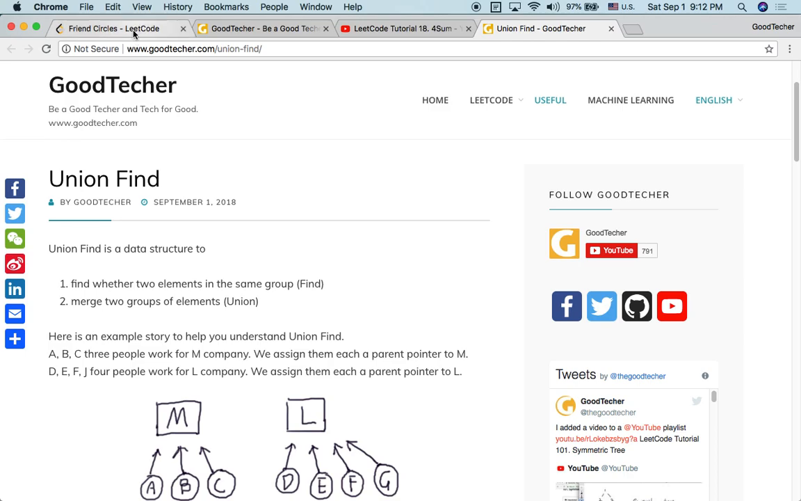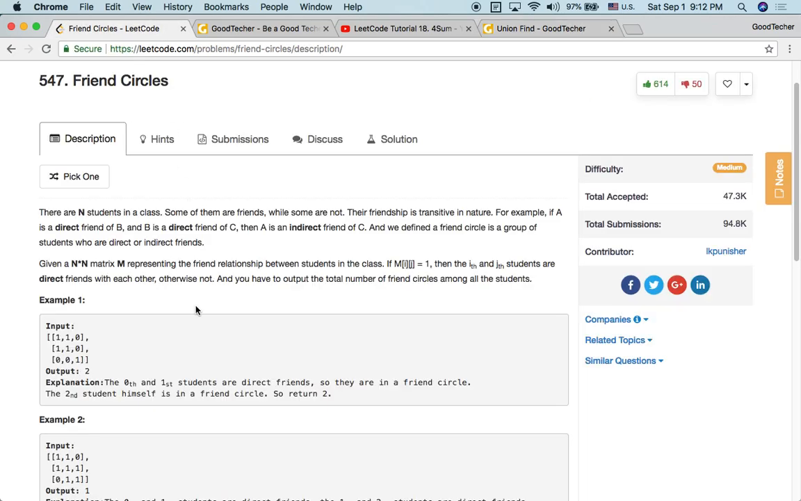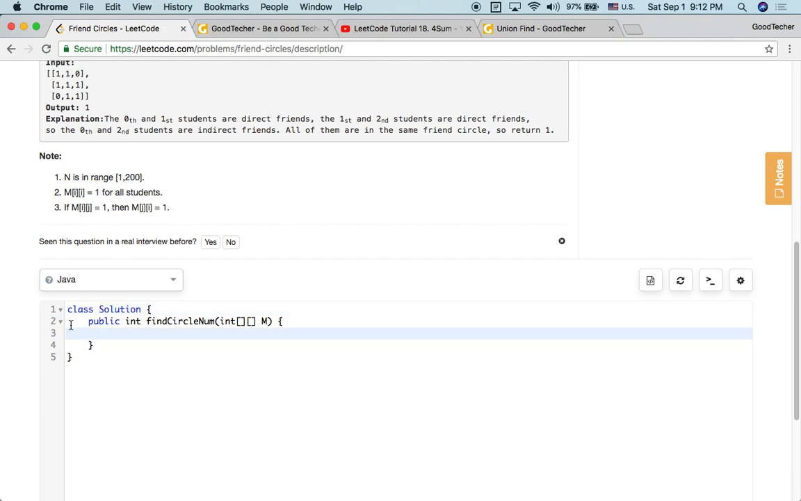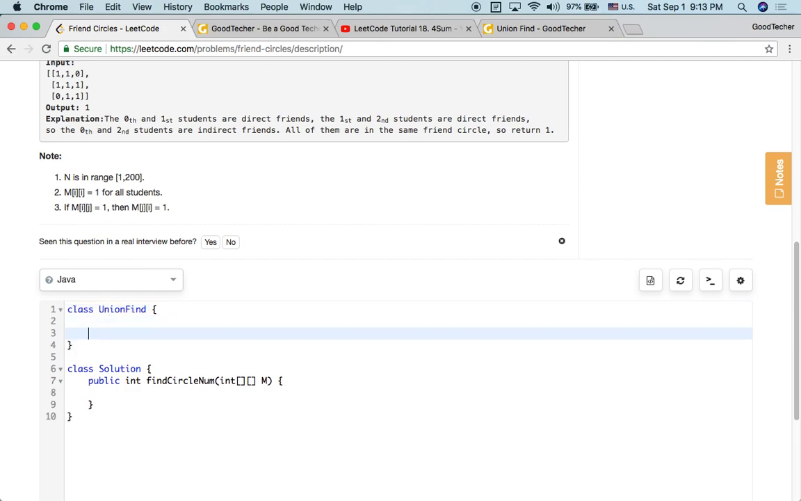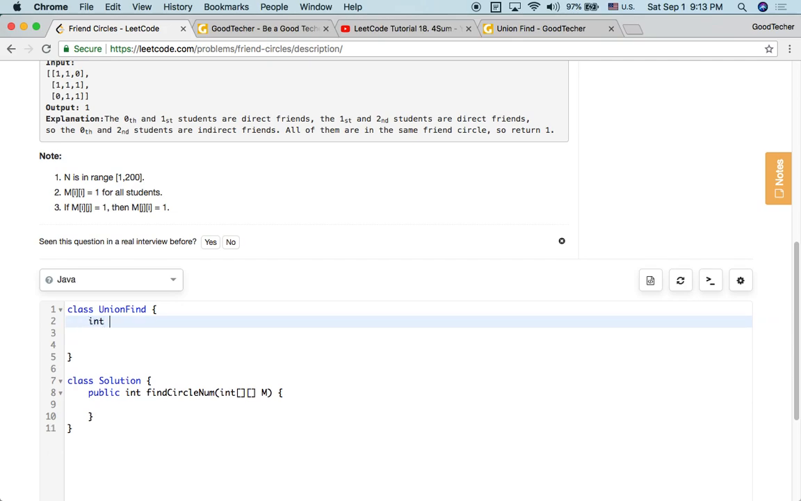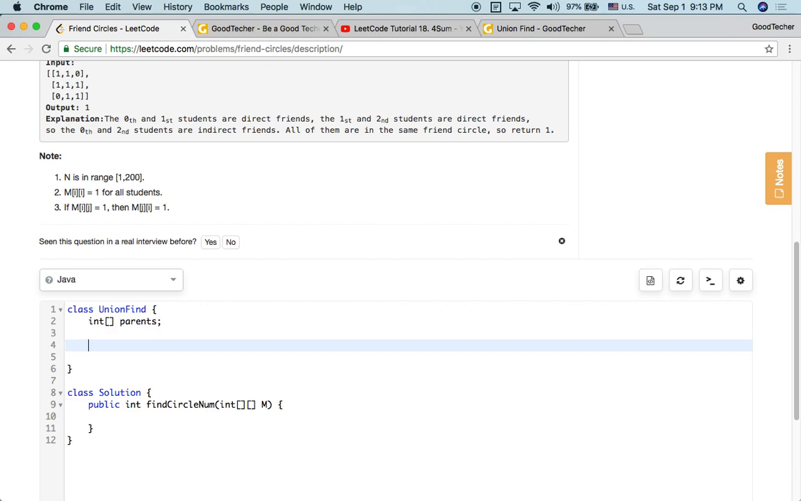So here, let's use union find. I will code to solve this coding problem. As we mentioned, we are going to introduce union find, so let's create a class simply named UnionFind. Inside UnionFind, we would create an array of integers called parents, storing the group of each element.